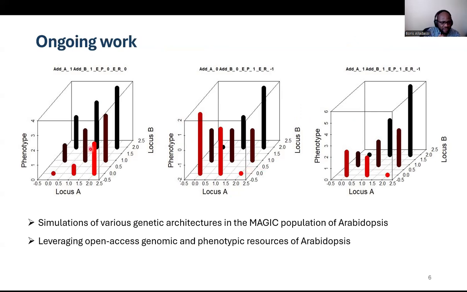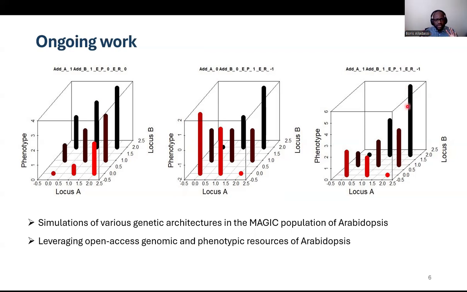And on the left here, we have a purely additive case where epistasis is set to 0, and we can see the increments due to additive effects. And then in the middle, we actually have no additive effect, but only epistatic effect. And we can see the change in the landscape of the phenotype as well. And finally, on the right side, we have both additive and epistatic effects. And we can see how it is enhancing the phenotype, especially at the parental genotype.